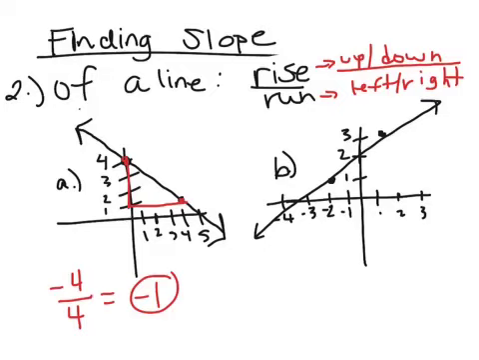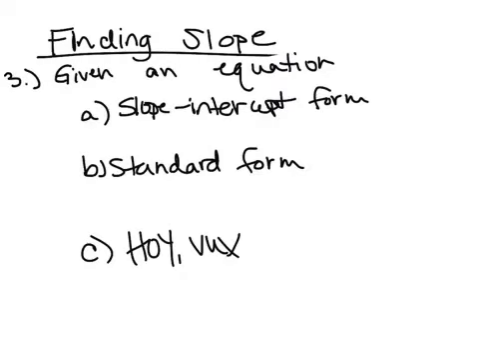In B, I'm starting at the point negative 2, 1, and then I'm going to the point 1, 3. So first I want to talk about my rise, and I have to go up 2, so that would be positive 2. And then I have to go right 1, 2, 3, positive 3, so my slope is 2 over 3. Alright, then I also could find the slope of a line given an equation.